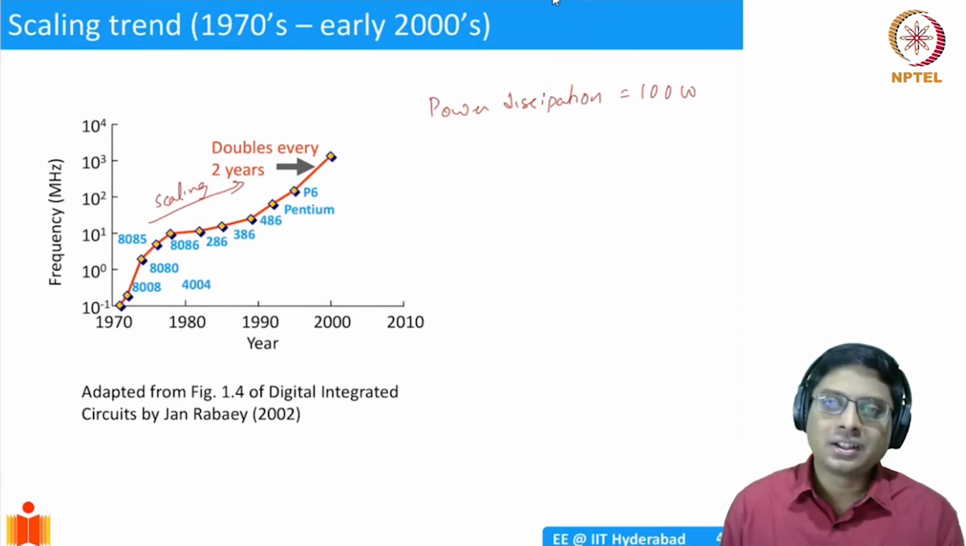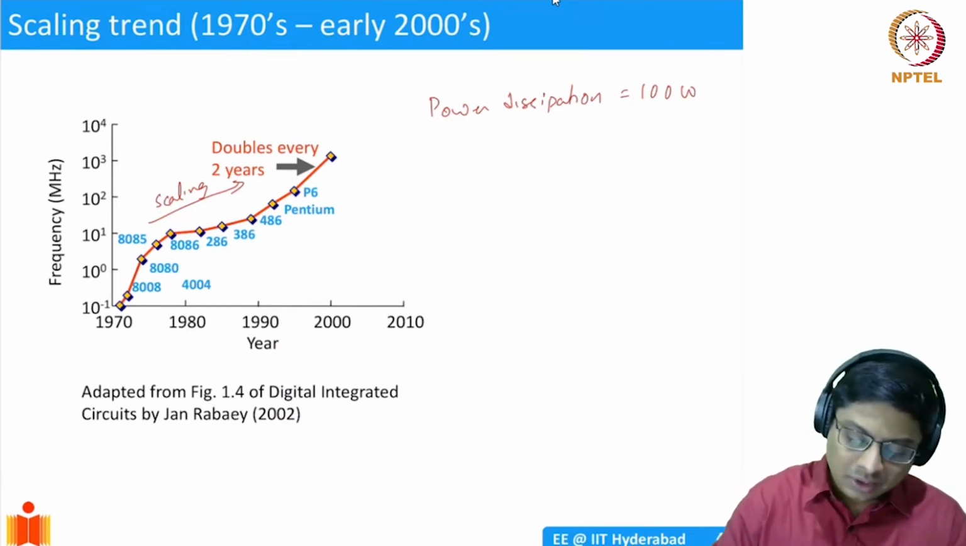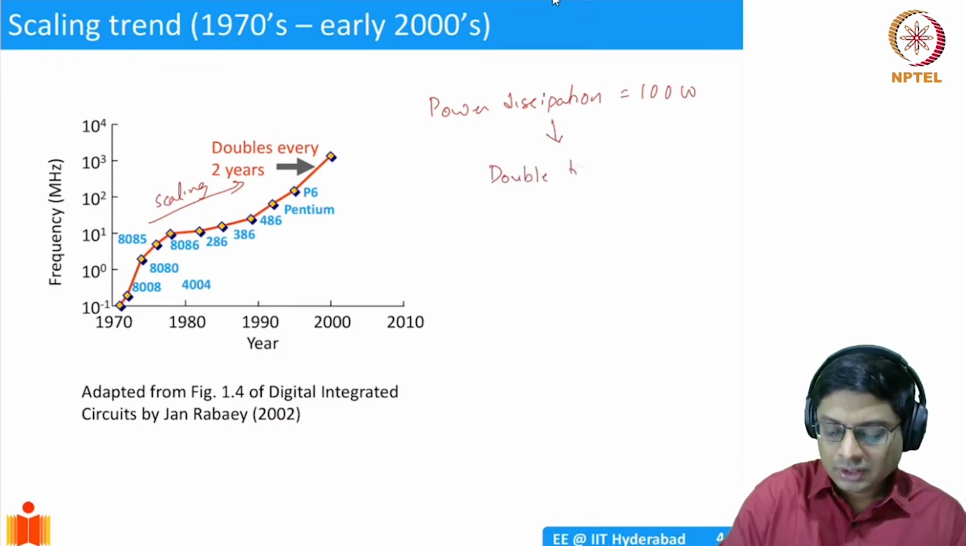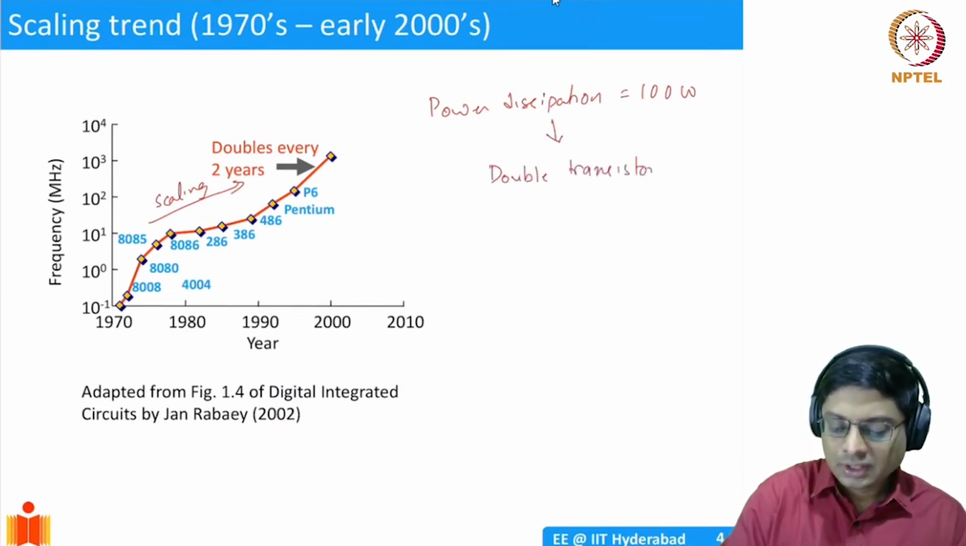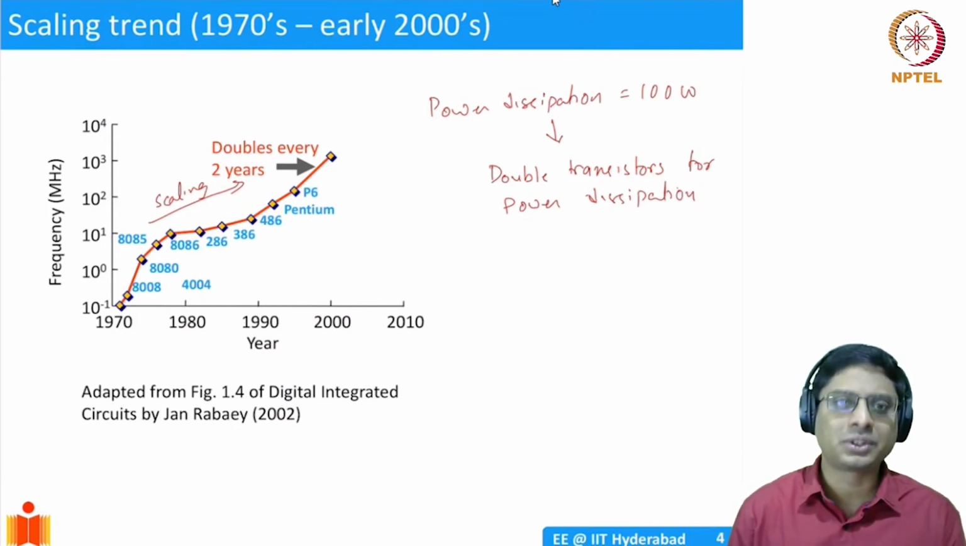So if you scale a particular technology and make it smaller, what happens? We are able to have more transistors, double the number of transistors for the same power dissipation. Because we saw that the power dissipation reduces by 50%. So effectively, you can increase the number of MOSFETs by the same amount. You can make the number of MOSFETs double and still have the same power dissipation.